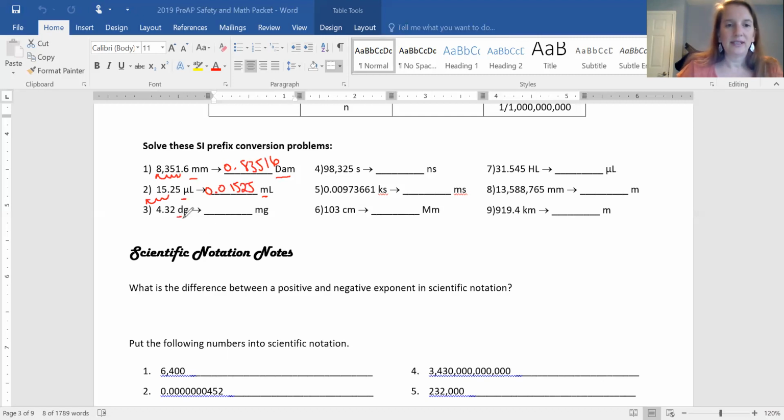Here we're going from deci to milli. And if you look at your chart, that's a difference of 2 rows. So we're going to move it 2 times. And because we're going to a smaller value, we move it 2 times to the right, and it would be 432.